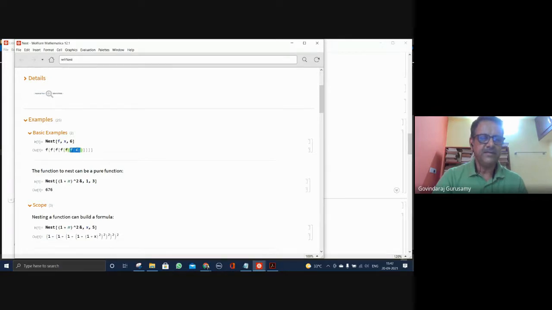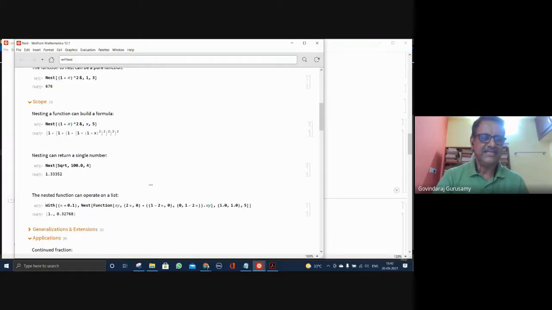This f of x becomes the input for the next f of x. Then f of x is the input for the next function input. Like that, it goes up to 6 times. That has been shown here. That's the meaning of nesting. So use this nesting business here.